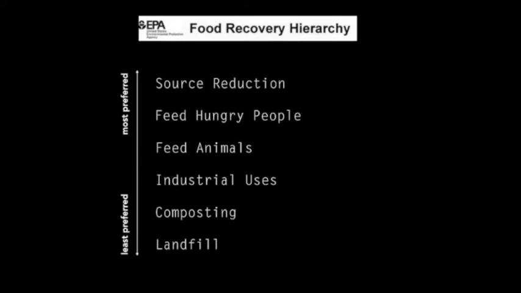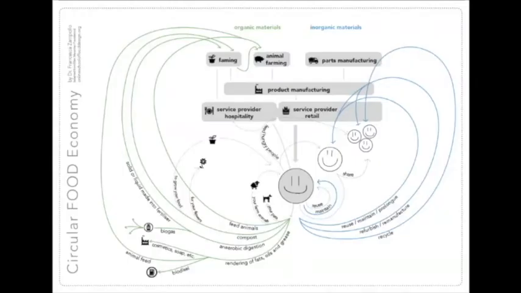The food recovery hierarchy tells us that we can throw food waste in the landfill, and this is the least preferred option. We can compost, we can use it for industrial use, to feed animals, to feed hungry people, and finally, we should work on source reduction, which is the most preferred option, which means that not only should we design to transform how we view waste, to actually consider it as a resource, but we should also ultimately design for zero waste. To help us do this, we can use my circular food economy model.